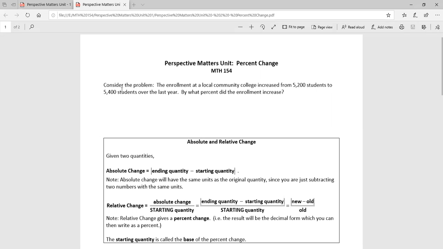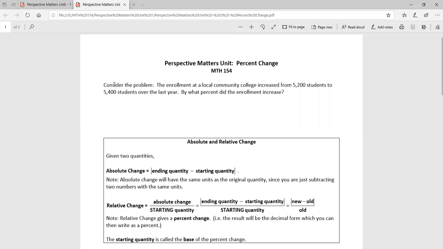Okay, so here is homework 2 in this Perspective Matters unit, and this is called percent change. So again, percent change going off those percents. So let's consider something. At a local community college, we increased from 5,200 to 5,400 students over last year. Sounds pretty good. By what percent did the enrollment increase? So what percent did it increase from last year?